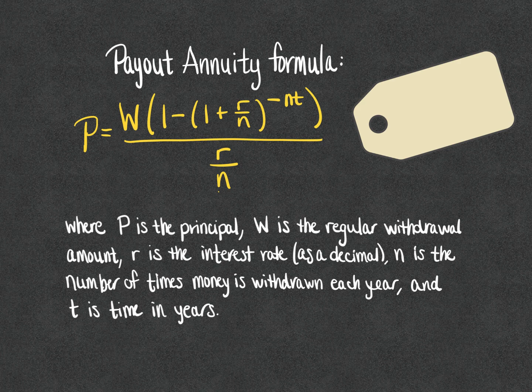R, as in all of our other formulas, is the interest rate as a decimal. N is how many times you're withdrawing money each year. So very similar to our annuity, how many times you're depositing. But again, this is the withdrawal version. And T is your time in years. You will use this formula when you are making regular withdrawals from an account. So you're going to do this on, again, a regular basis. Okay, you're making regular withdrawals.